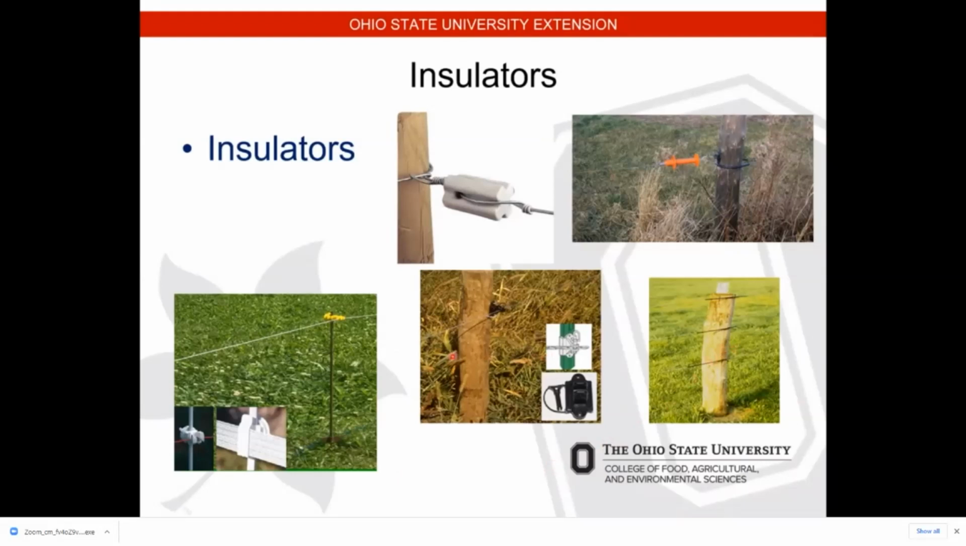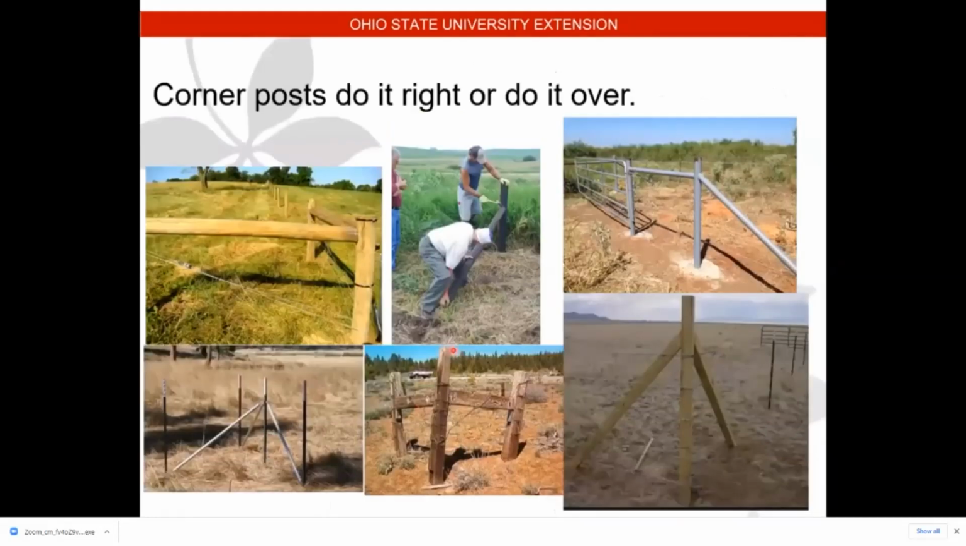But again, there are a whole different types of selections out there for whatever insulator you need, whether it's steel post, wood post, you name it. Corner post, probably the number one area that I've messed up before and others that I've seen. You need to do it right or you're going to be doing it over, especially if you're using high tensile wire. But for all fence, it doesn't matter.